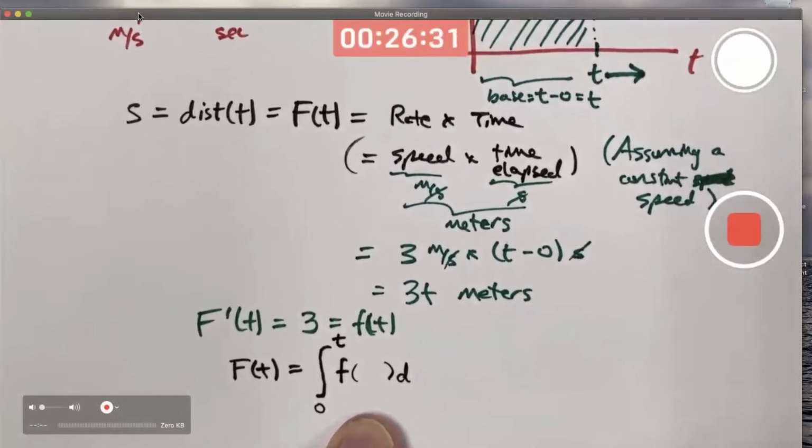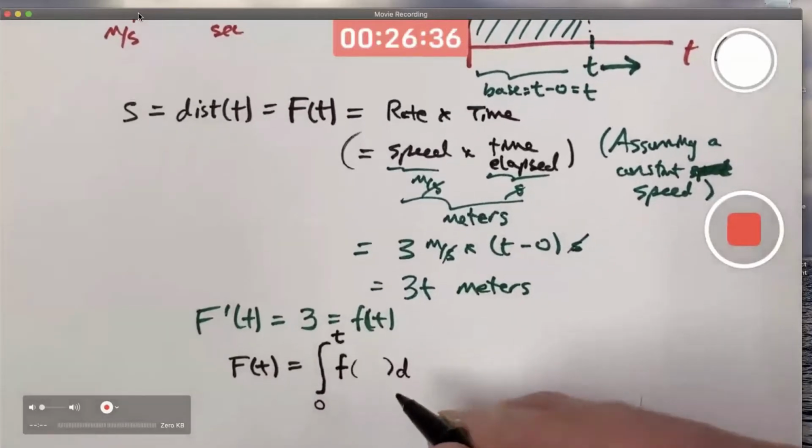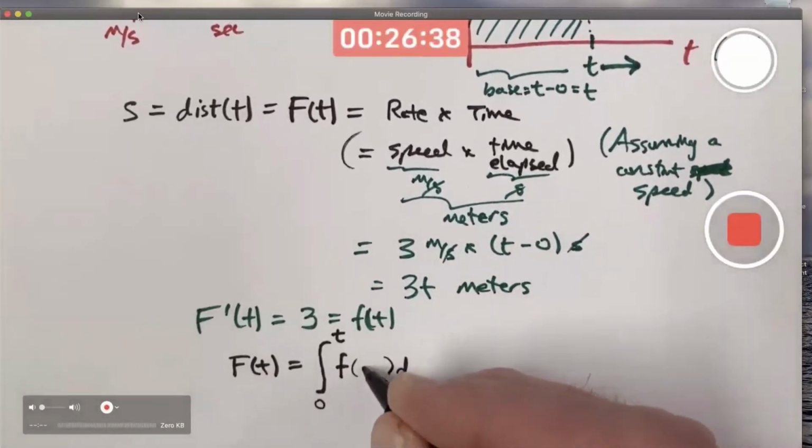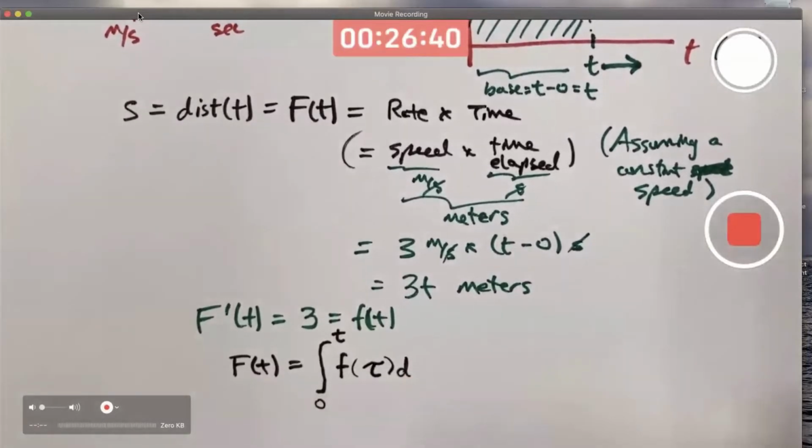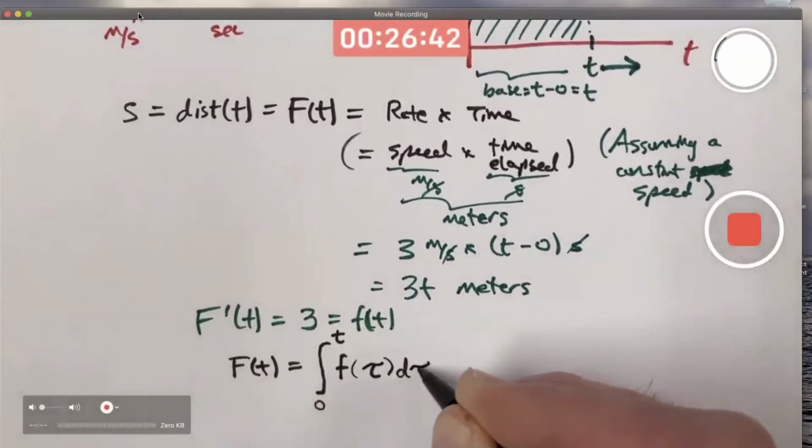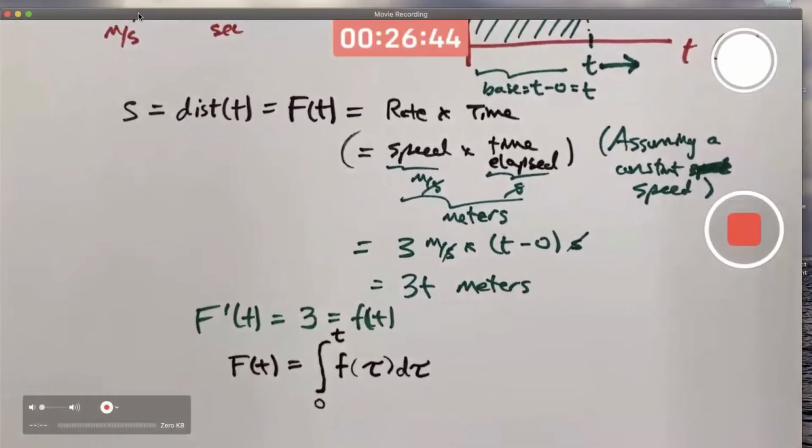I like using Greek letters. I love Greek letters. I think they're so beautiful. So I'm going to use the Greek version of T, which is the Greek letter tau. Oh, isn't that pretty? F of tau, d tau. Tau is just a fancy looking T.